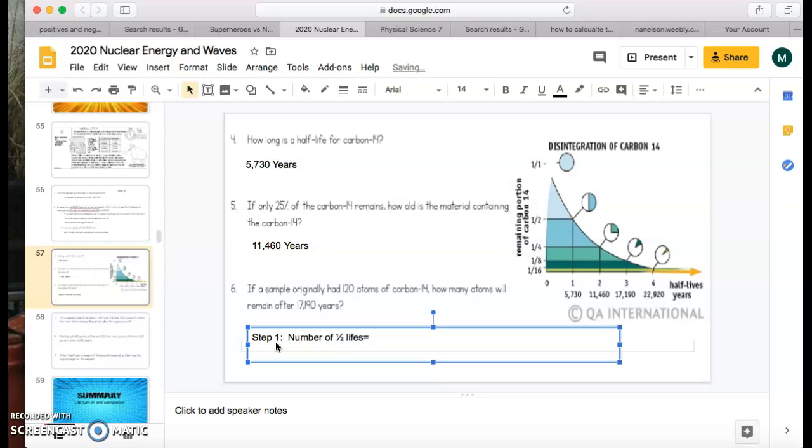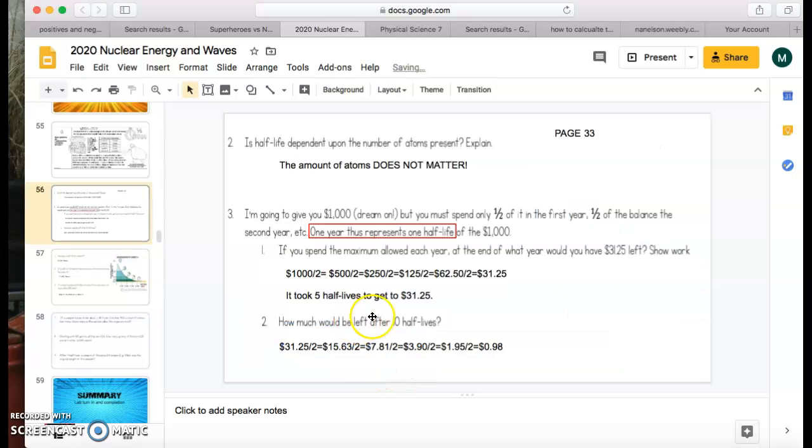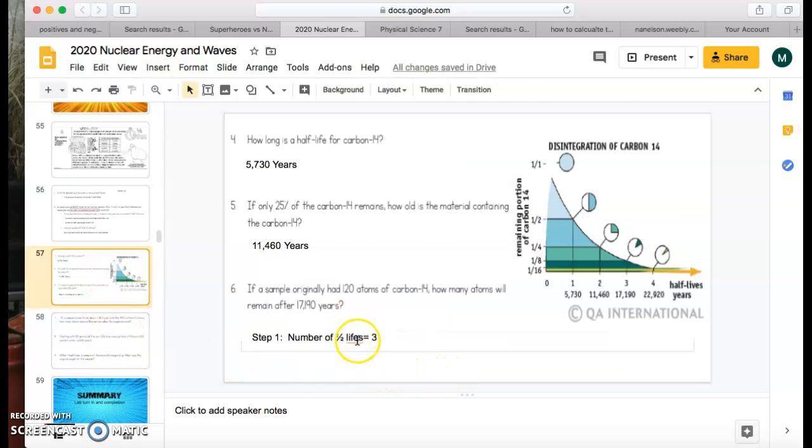Well, this time it's pretty simple because we can kind of go over here and look at the graph. I gave it to you. So it wants to know 17,190 years. Well, there's that number. How many half-lives have passed? 3. So we know 3 half-lives have passed.